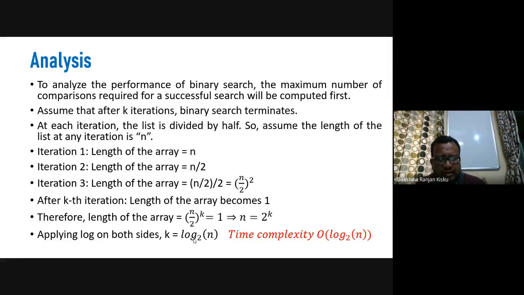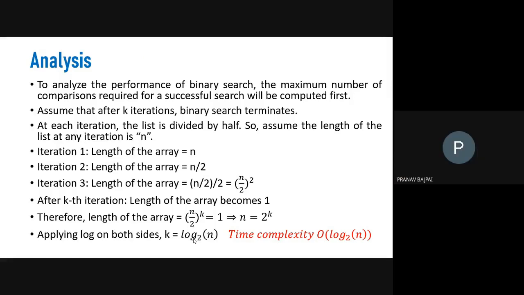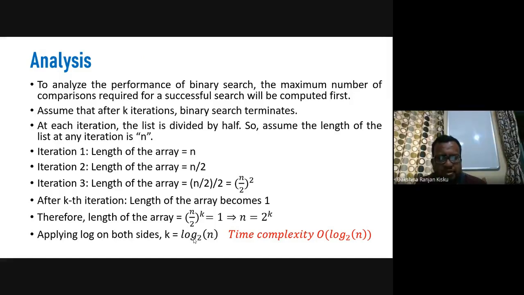At the kth iteration, the length of the array becomes 1, because every iteration we are dividing the array into two equal halves. After comparing with the middle element, one half is eliminated and the other half remains for the next iteration. In the next iteration, the remaining half is again divided into two equal halves. In this way, after the kth iteration, the length of the array becomes 1.